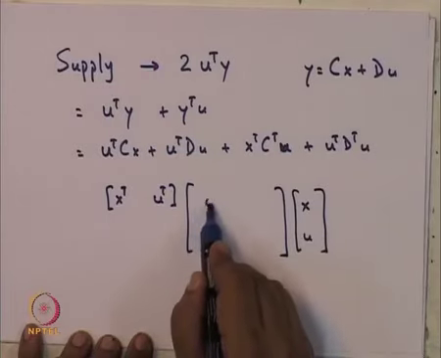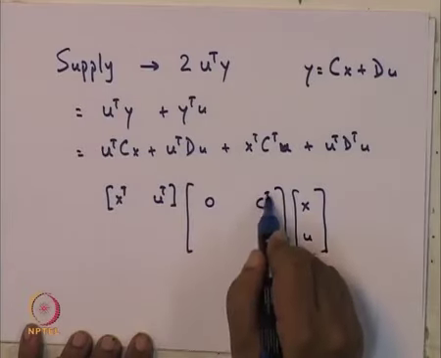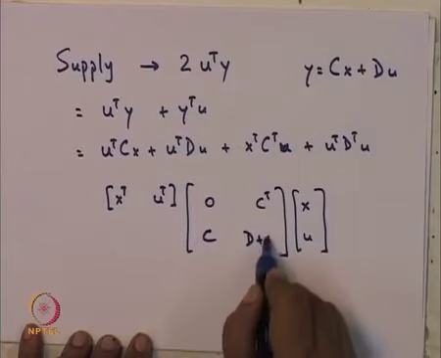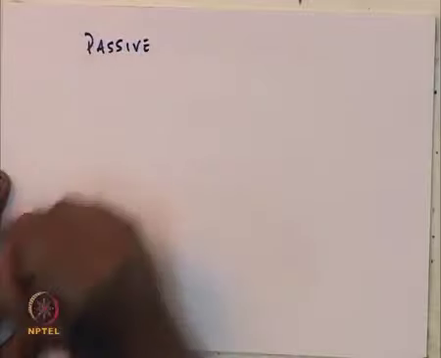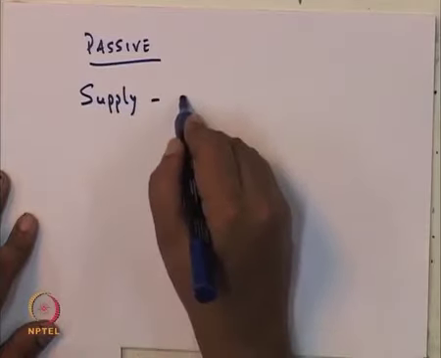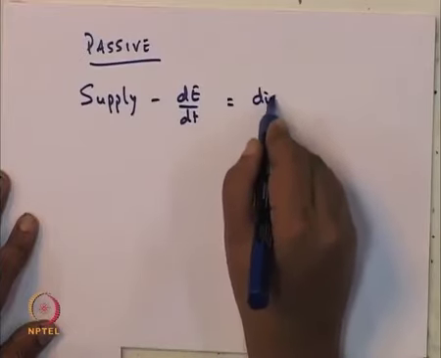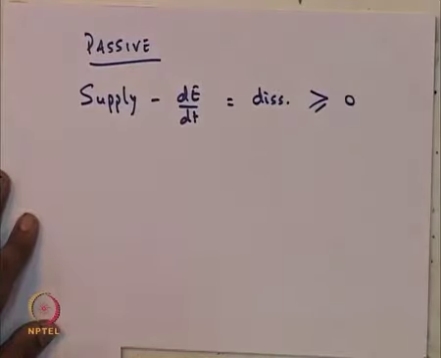There is no x transpose A term in there. I have x transpose C transpose u, and I have C here, and here I have d plus d transpose. So the supply turns out to be this expression here. Now, for passive systems, we said supply minus the rate of change of energy must be equal to dissipation, but this dissipation is of course going to be greater than or equal to 0.